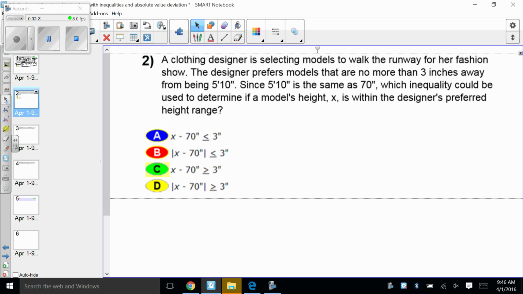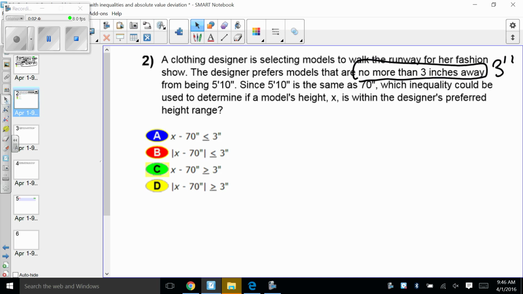All right, question 2. A clothing designer is selecting models. This is not my favorite question, by the way, but it's a good example of the change that's allowed. To walk the runway for her fashion show, the designer prefers models that are no more than 3 inches away. So they're going to allow you to have a deviation of 3 inches in your height from being 5'10". Now 5'10" is known as the perfect height for the models that they're looking for. Again, I hate this question. But moving on. Since 5'10" is the same as 70 inches, which inequality could be used to determine?